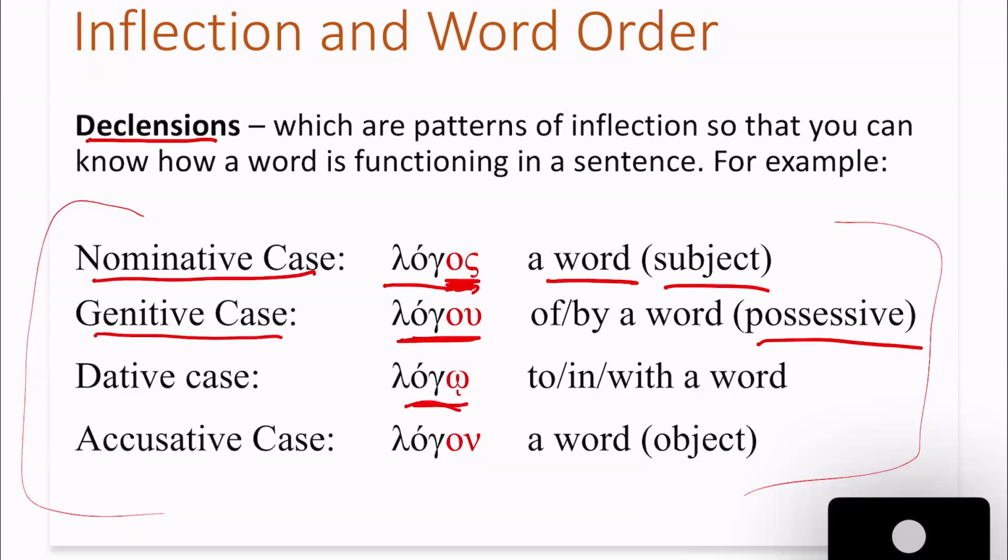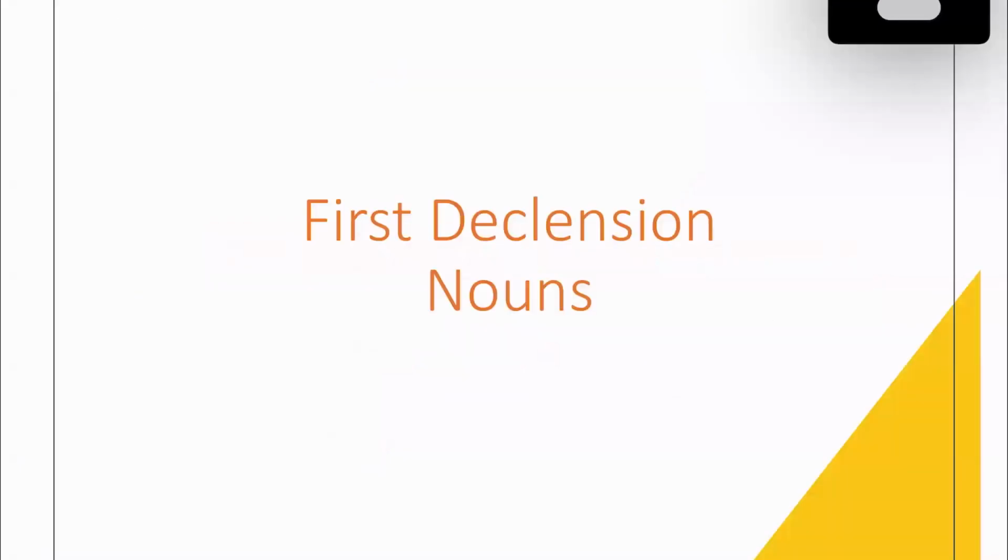Logo, dative case, to or in or with a word. And logon, accusative case. This is the object of the sentence. Okay, so let's start by looking at what we call the first pattern or the first declension. And this pattern goes with the words that you learnt this week in your vocabulary list.